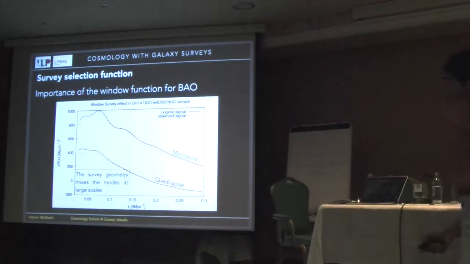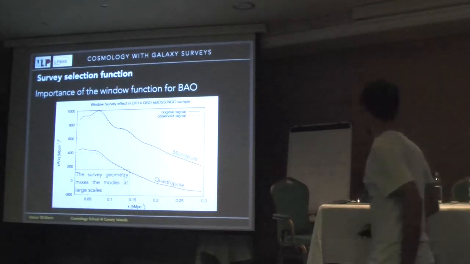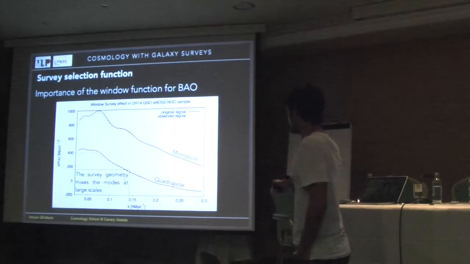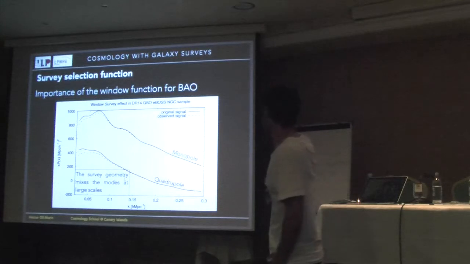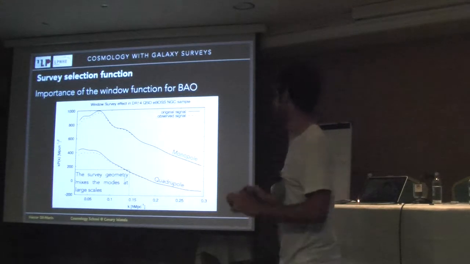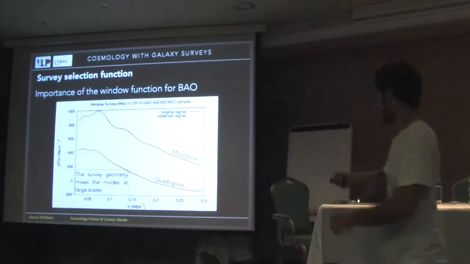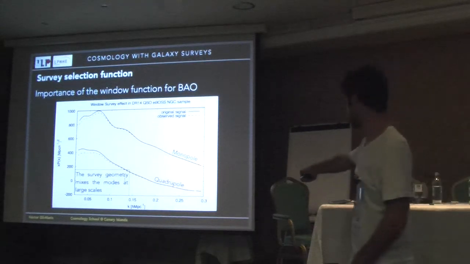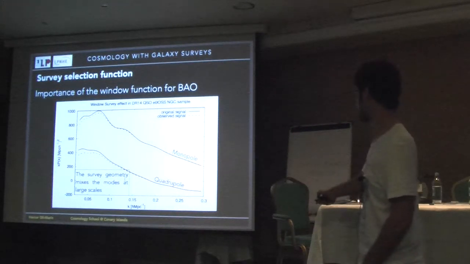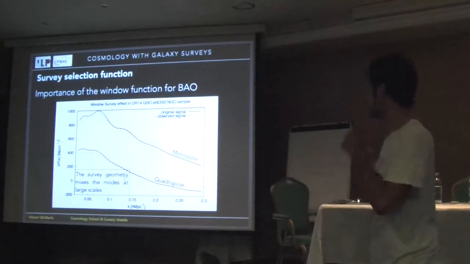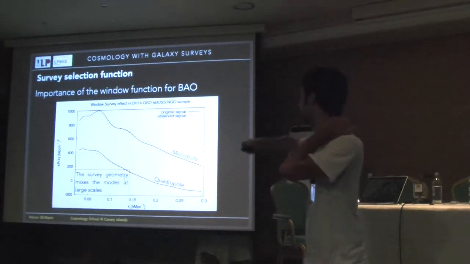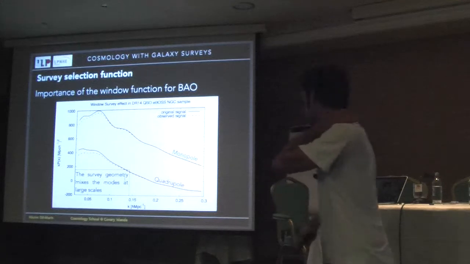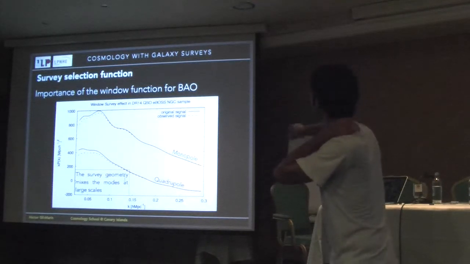How the window function really affects the measurement of the monopole is described here. The blue curves are the monopole and the quadrupole, and the solid lines are the original signal. The dashed lines are the observed signal, or the signal when it's convolved with the window function. Again, this is in k-space, which means that these scales here are large k, small scales, and these scales here are small k, large scales. So the window function has an impact on the measured power spectrum effectively at large scales, where it's damping the power. Whereas at small scales, it basically does nothing.